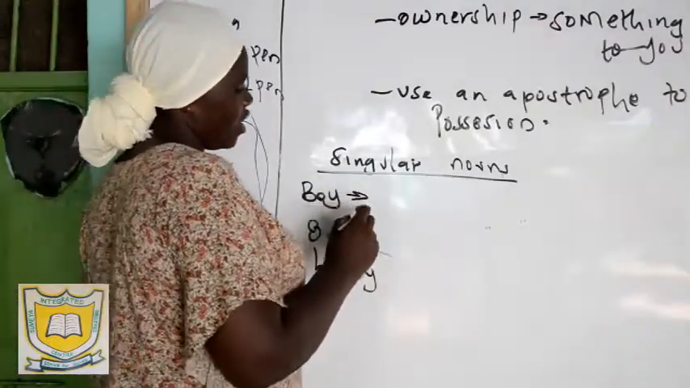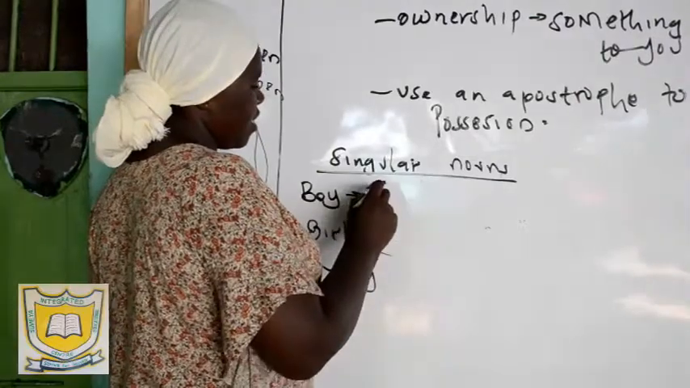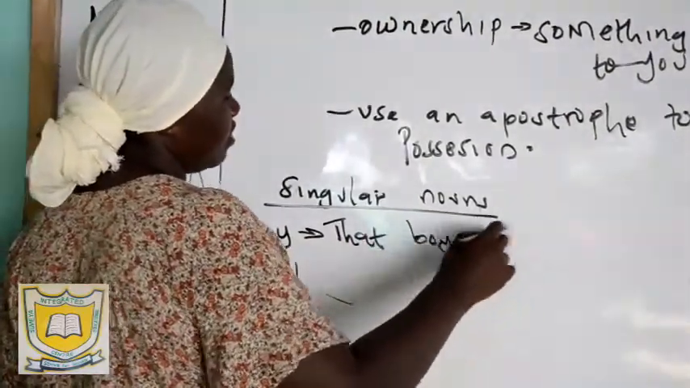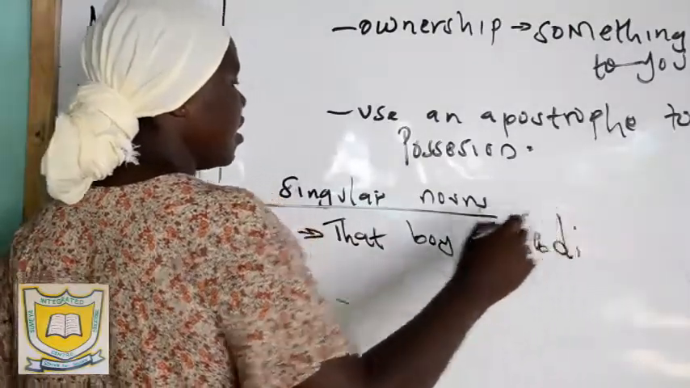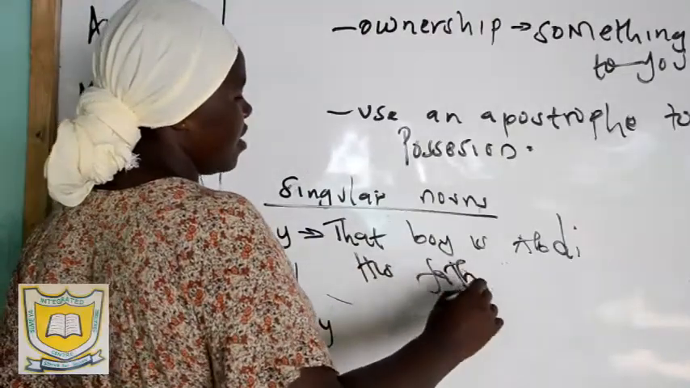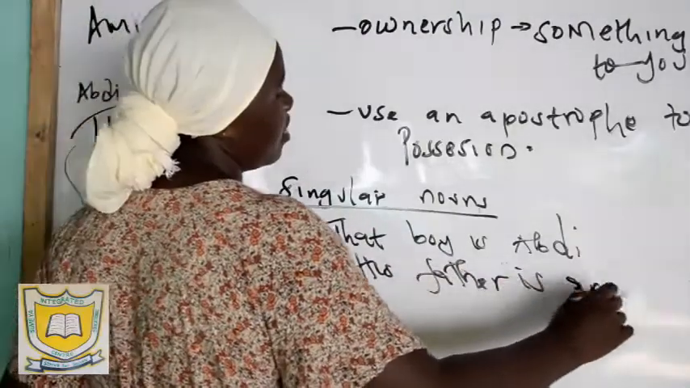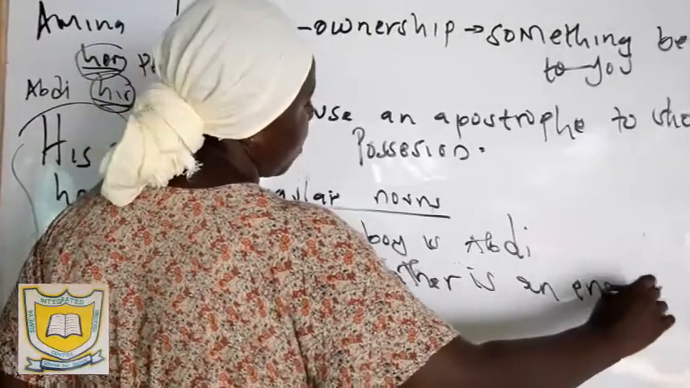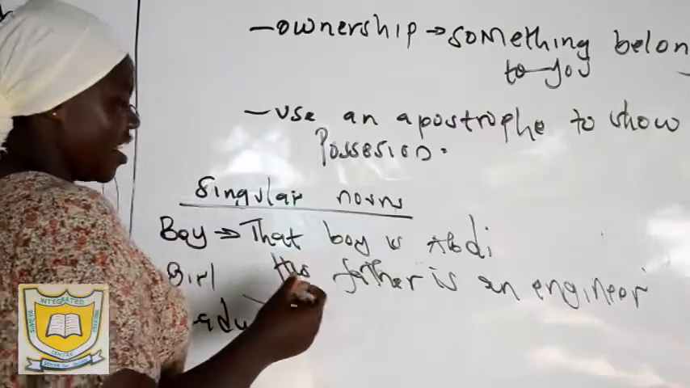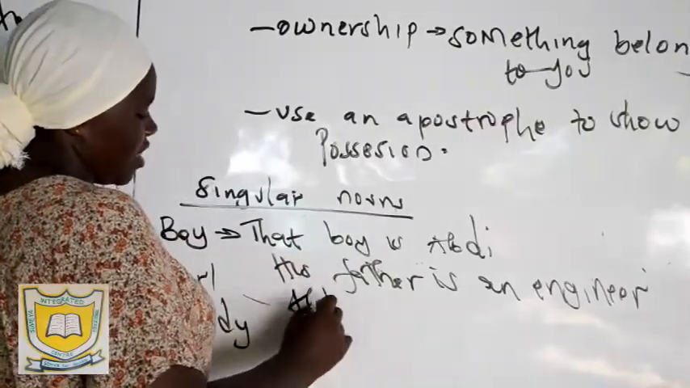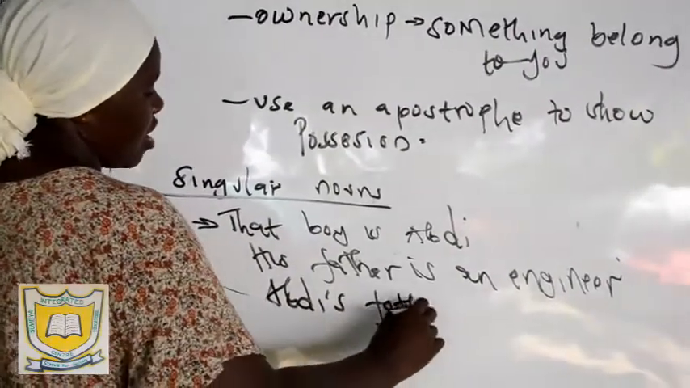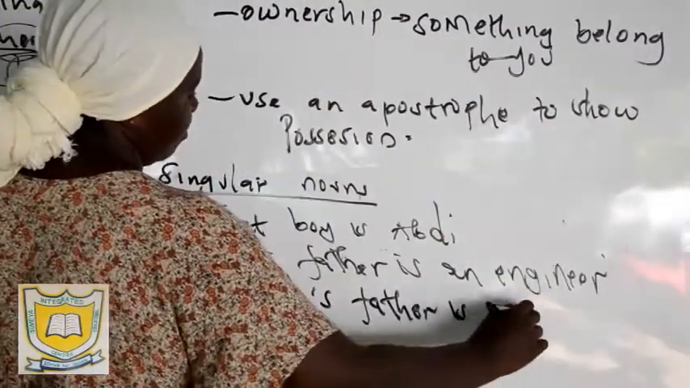For example, let me come here and say, that boy is Abdi. His father is an engineer. So instead of saying, that boy is Abdi, his father is an engineer, I'm going to say, Abdi's father is an engineer.